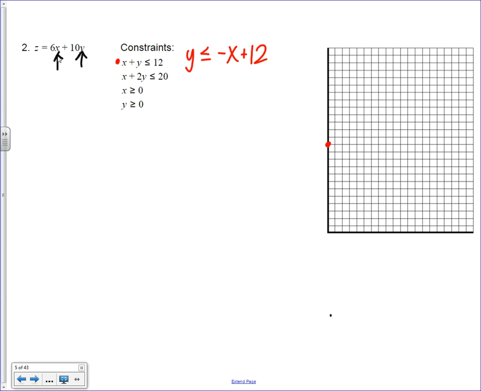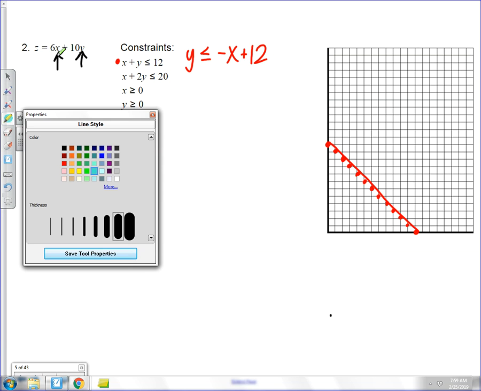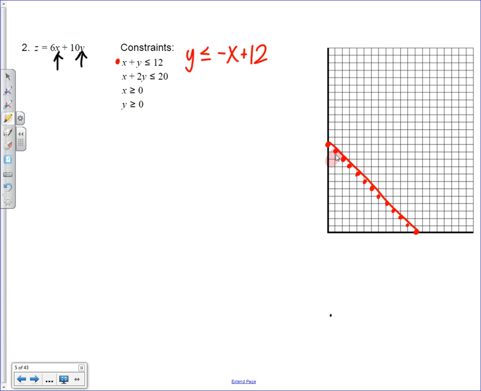And I need to go down one, right one. And then this will be a solid line because of that equals bar. It will look something like that. And I want to shade below this thing. So below would be down here.